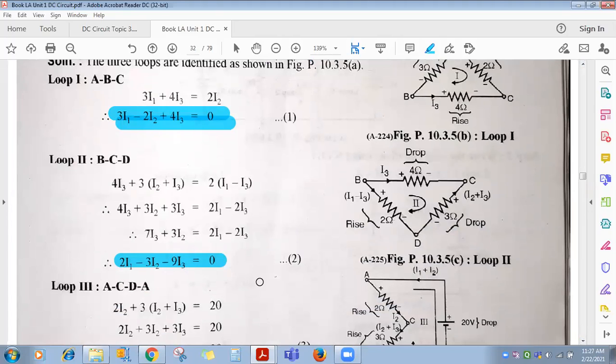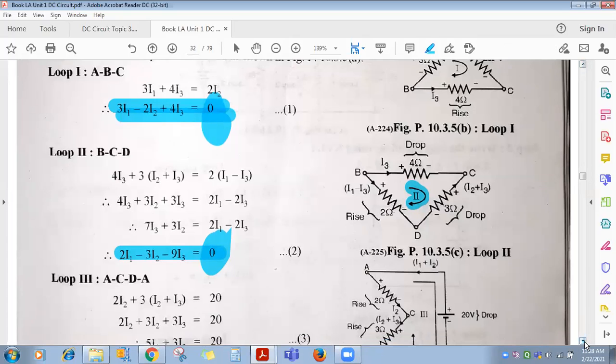Can we go? Okay, can we go for the third loop? In the second loop also no voltage source is there, so on the right hand side you will get 0. Here also in the first loop no voltage source, so right hand side 0. Got it? Can we go for the third loop equation?